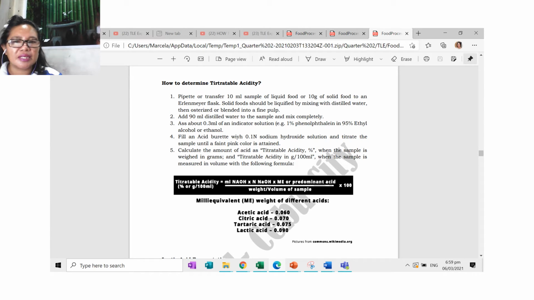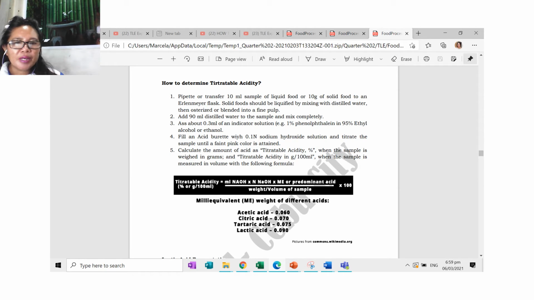Then you are going to calculate the amount of acid as titratable acidity by percent. When the sample is weighed in grams, the titratable acidity is in grams per 100 ml, when the sample is measured in volume, with the following formula. Okay, this is the formula: the titratable acidity equals ml of NaOH times normality times the milliequivalent weight, then times 100 over the weight or volume of the sample.